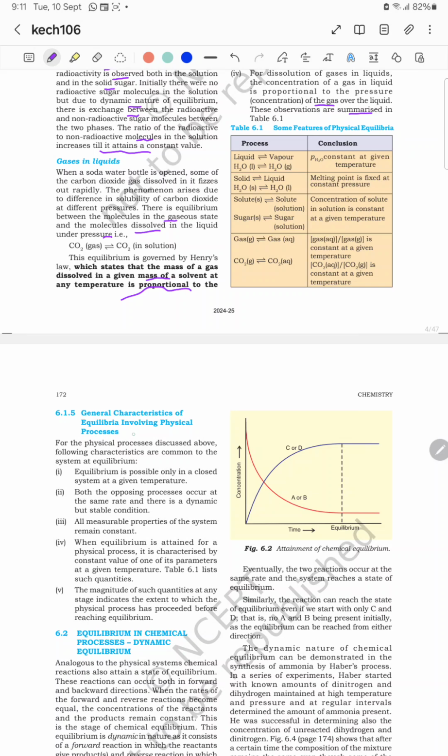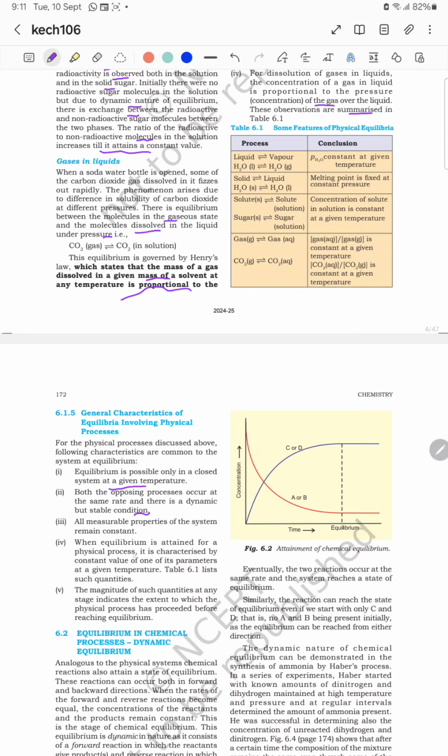General characteristics of equilibrium involving physical processes. For the physical processes discussed above, the following characteristics are common to the system at equilibrium. Equilibrium is possible only in a closed system at a given temperature. Both the opposing processes occur at the same rate and there is a dynamic but stable condition. All major properties of the system remain constant.